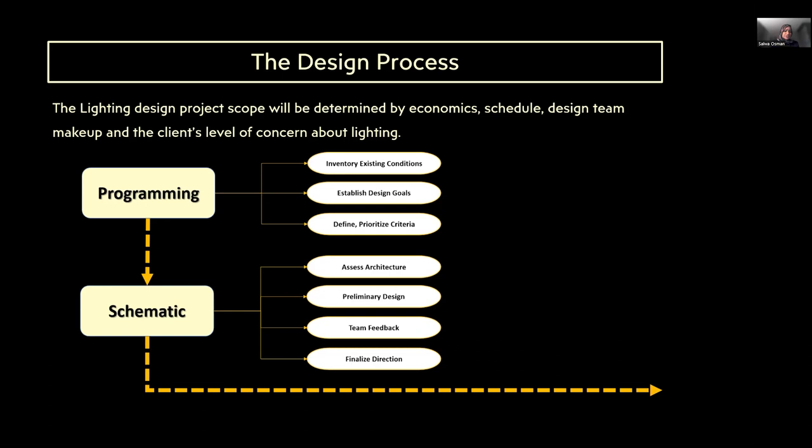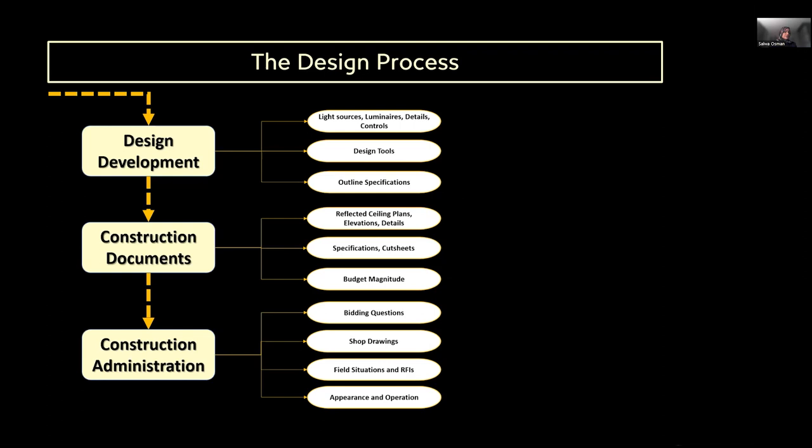And then the next stage is schematic. Now we're just going to assess the architecture and then come up with a preliminary design. And then you're going to get feedback from the client and the whole design team, and then finalize your direction in the schematic. And then you have your design development phase, which is where we're actually taking that schematic and assigning real products and layouts to it.